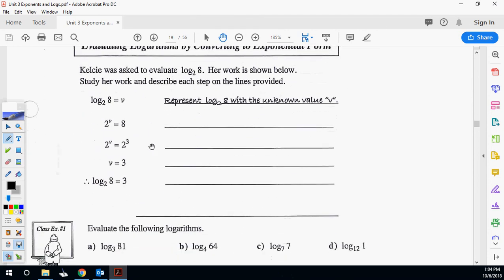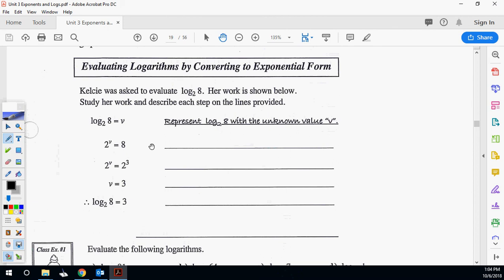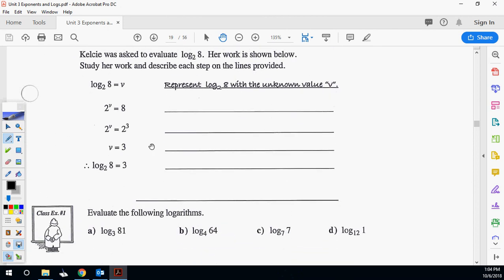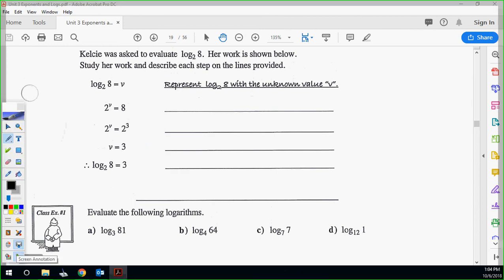So if we evaluate this logarithm in terms of converting to exponential form, Kelsey was asked to evaluate log base 2 of 8. So she's evaluating that as a value. So log base 2 of 8 kicks out a number. It is still the reverse thinking, because as you get used to it, you'll notice that whatever it equals, if I wrote it in exponential form, would be the exponent. Well, what do you mean? That's what they have written here. So it's 2 to the v equals 8, written in exponential form.